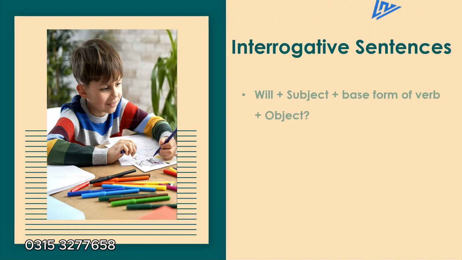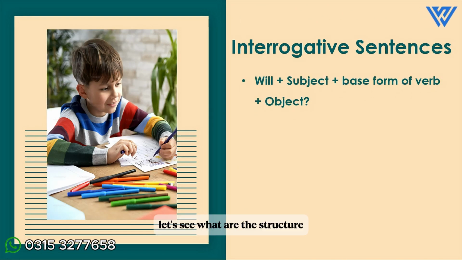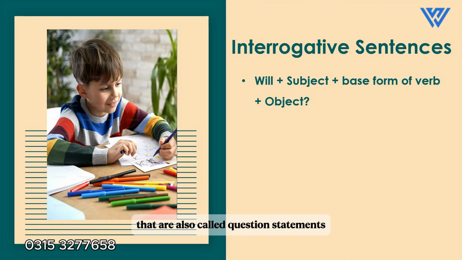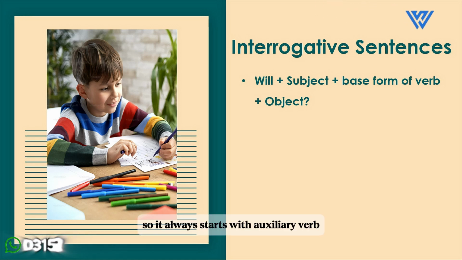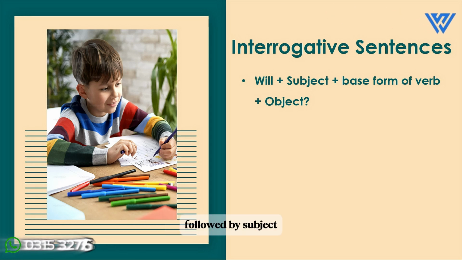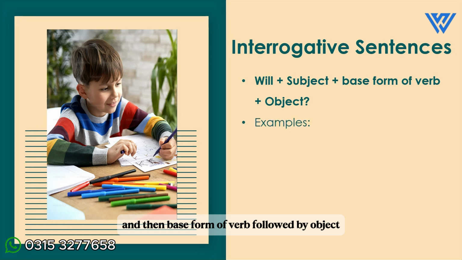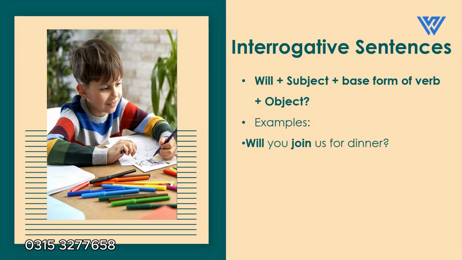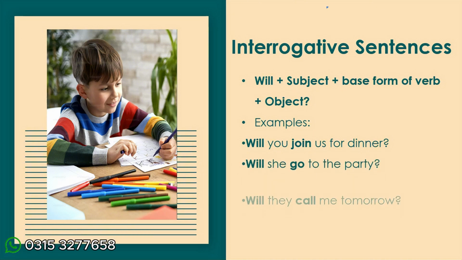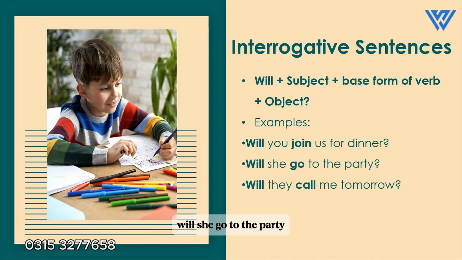Let's see what are the structure and examples of interrogative sentences that are also called question statements. So it always starts with auxiliary verb. For future indefinite tense, we use will. The will से sentence structure start होगा, followed by subject and then base form of verb, followed by object. So examples हैं, will you join us for dinner? Will she go to the party? Will they call me tomorrow?